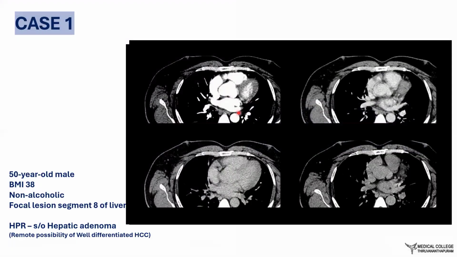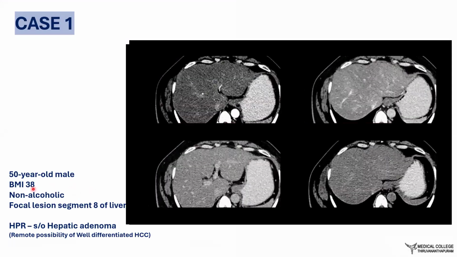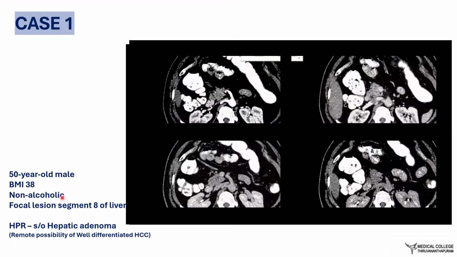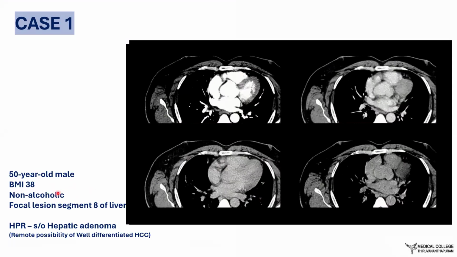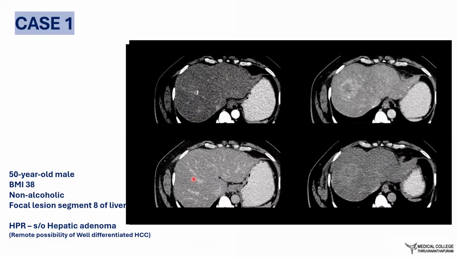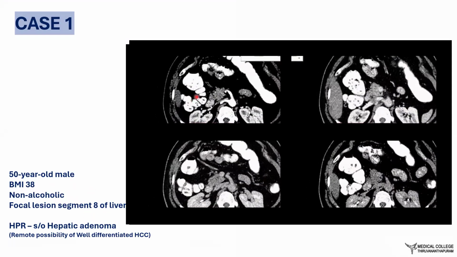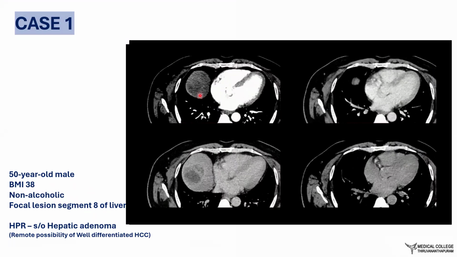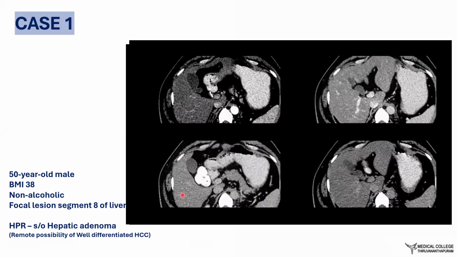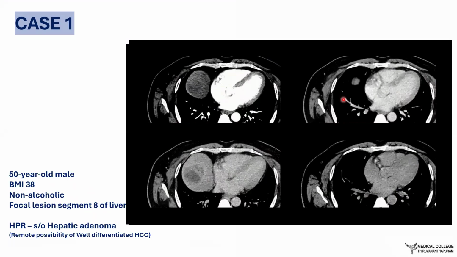So this was a 50-year-old male who had a BMI of 38. He was obese. He was actually a non-alcoholic, and on ultrasound, he was detected to have a focal lesion in the right lobe of liver. Now, CT showed a segment 8 lesion showing arterial heterogeneous enhancement, which was persisting in the subsequent phases. In the central part, there was evidence of necrosis, this non-enhancing area.